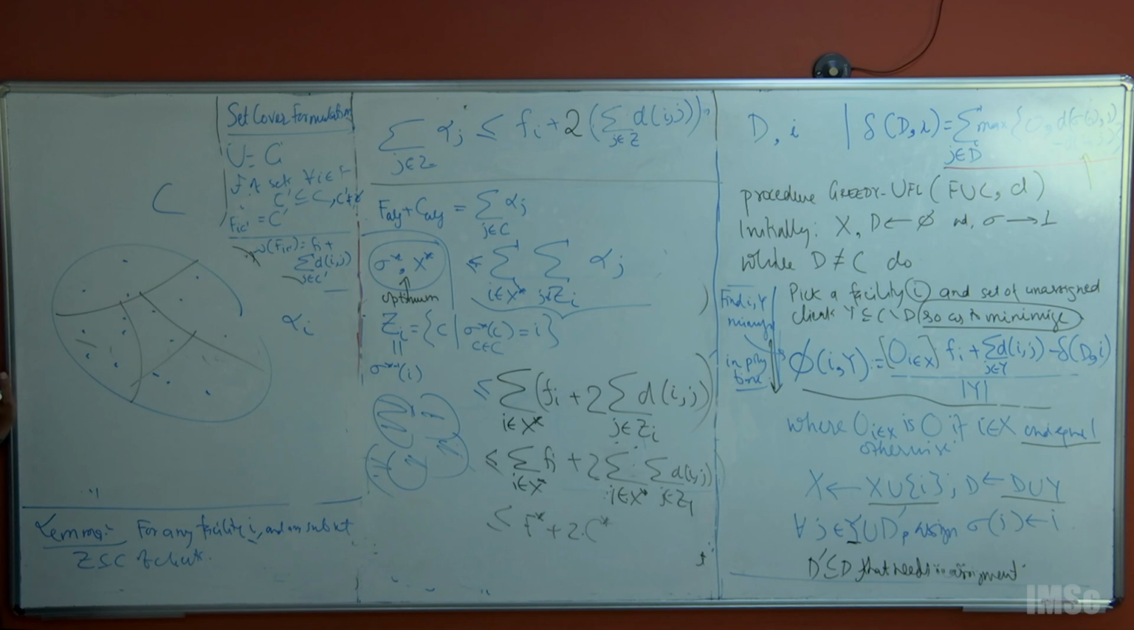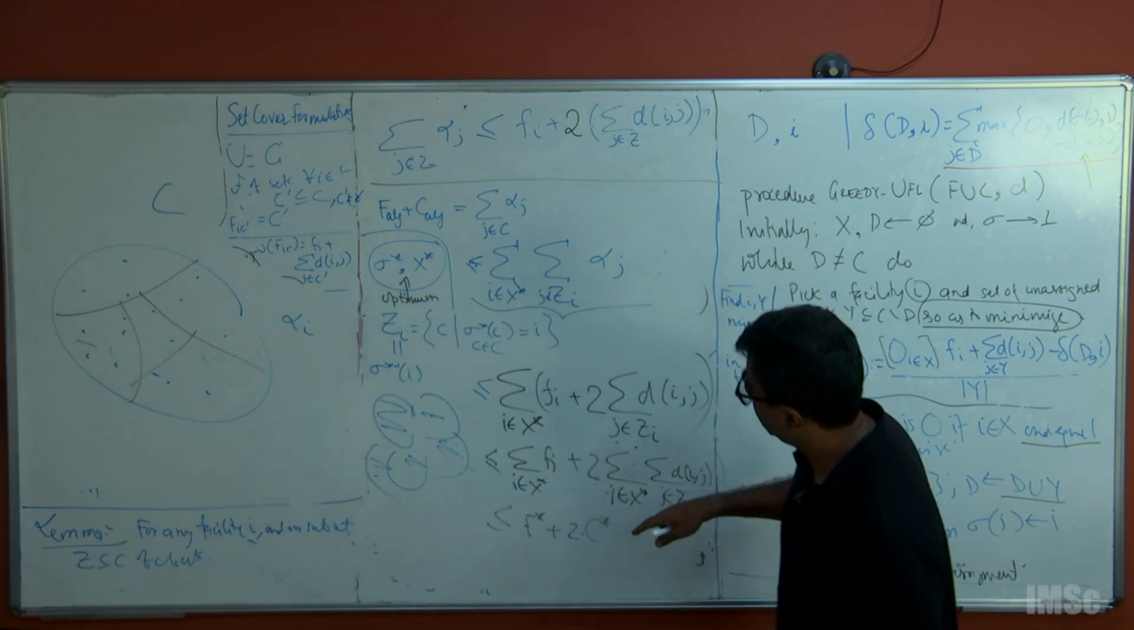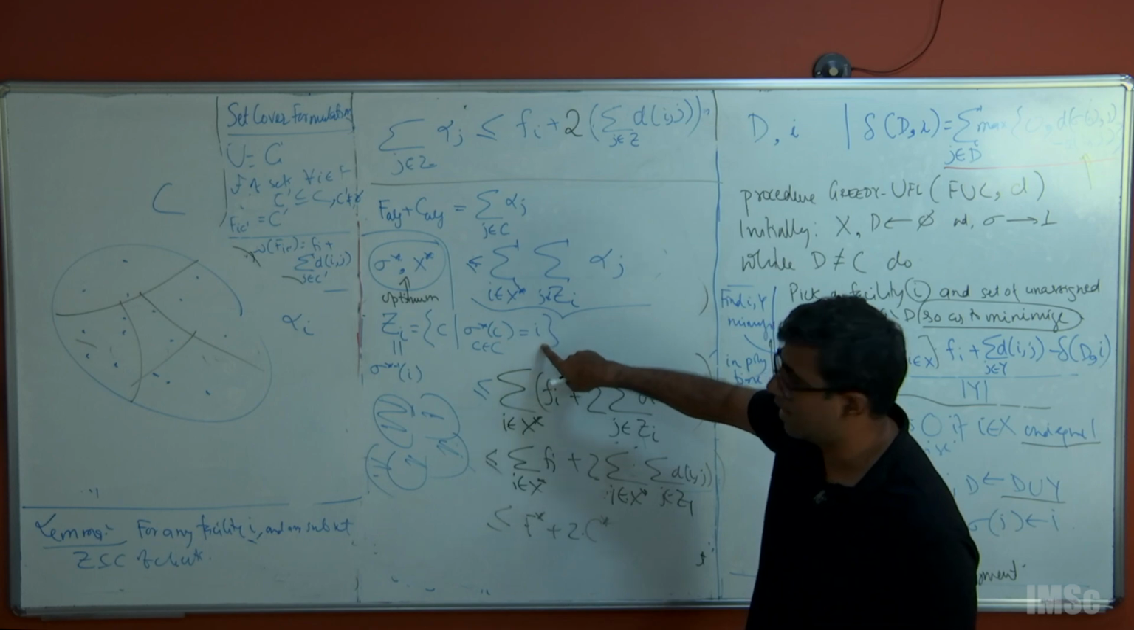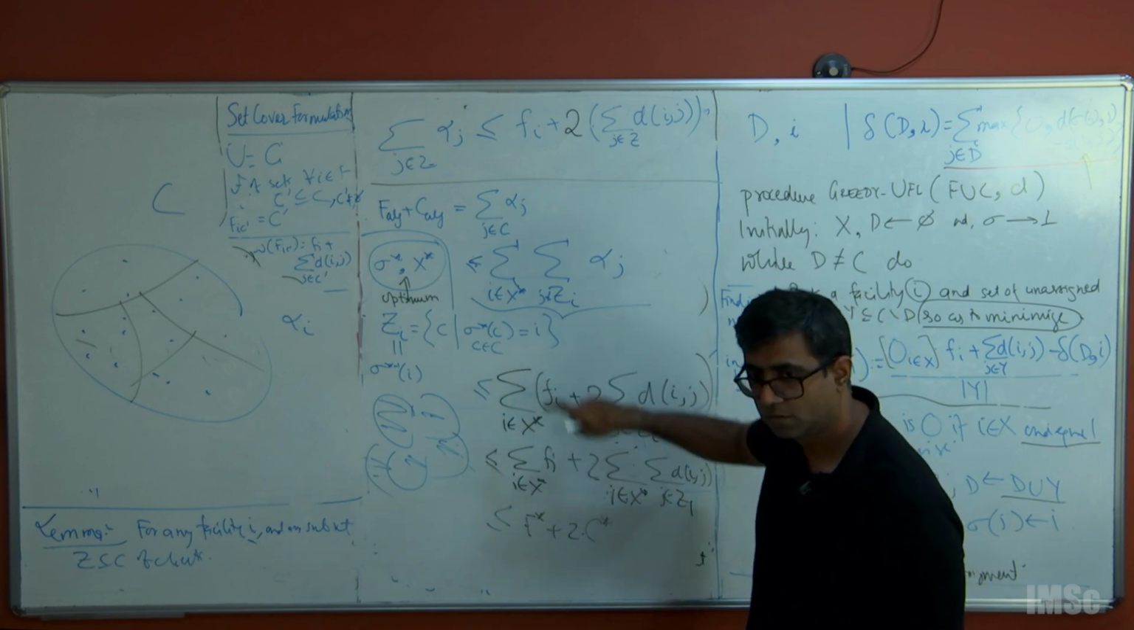What do you mean? Here exactly. What is Z_i? Oh, Z_i is the set of clients that are served by i. Clients covered by the optimum solution. Okay.